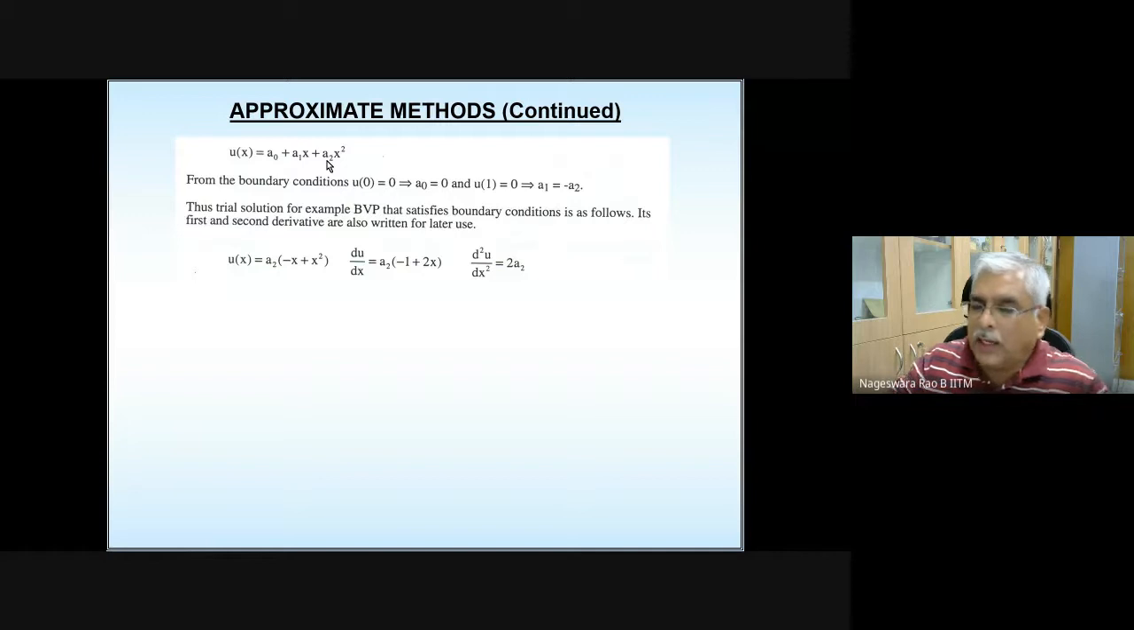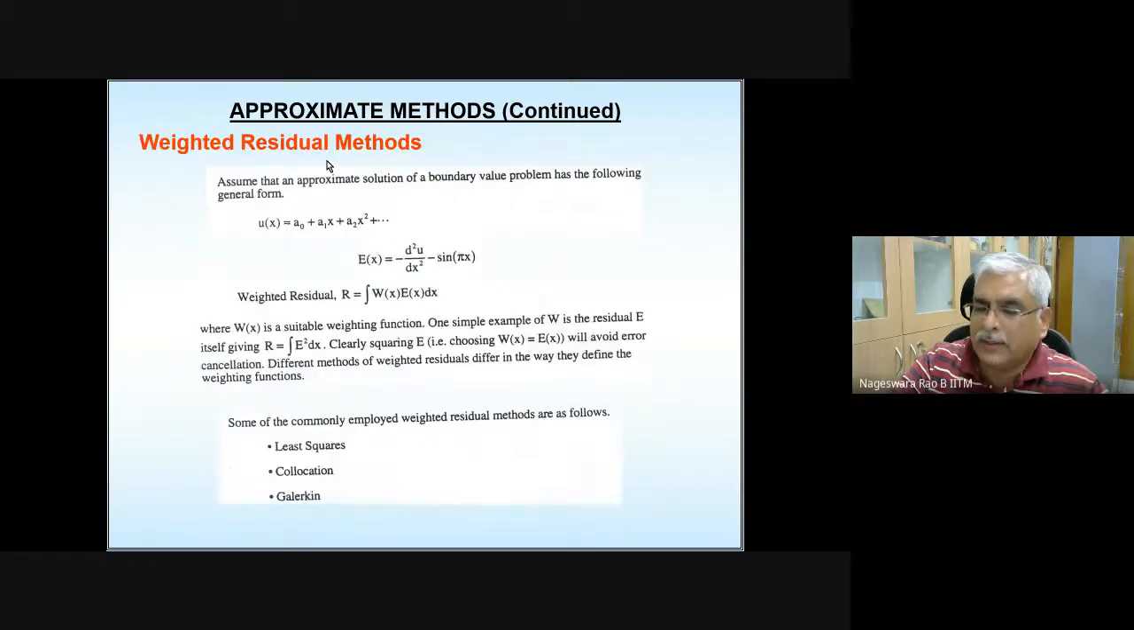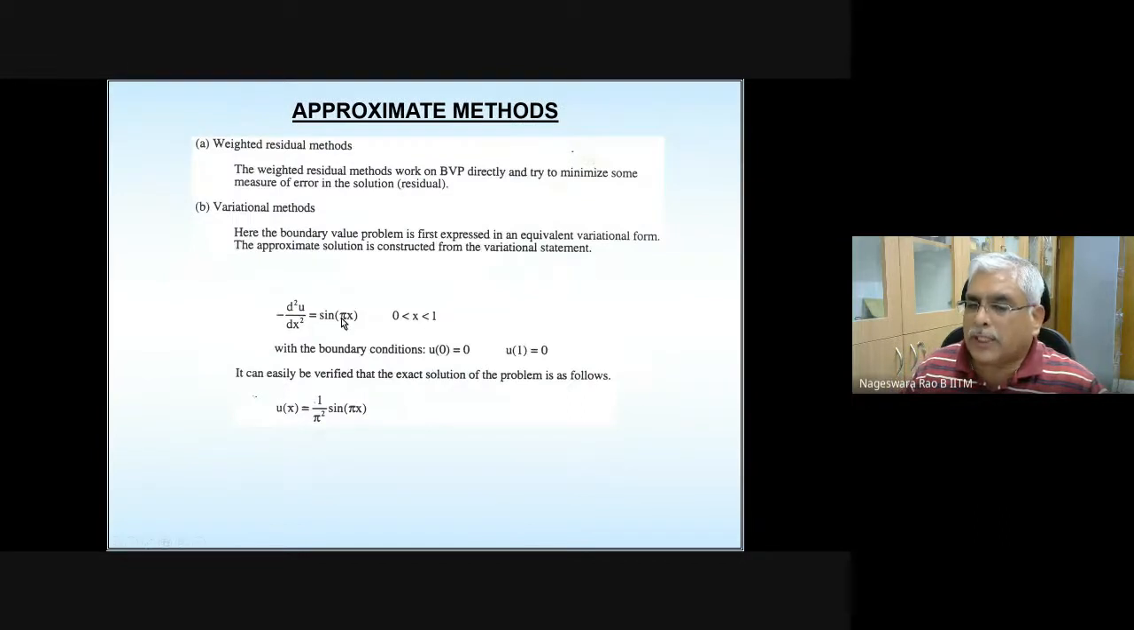I hope you have noted the problem statement. Let me go to that slide. So this is the problem statement. If you have not noted it, just quickly note down this problem statement. We just now decided to start with the quadratic trial solution, A0 plus A1x plus A2x square.